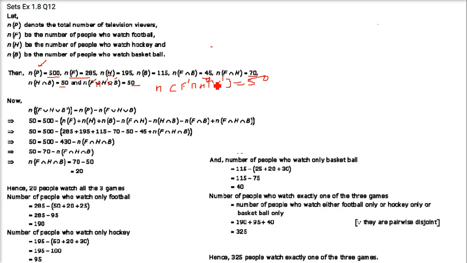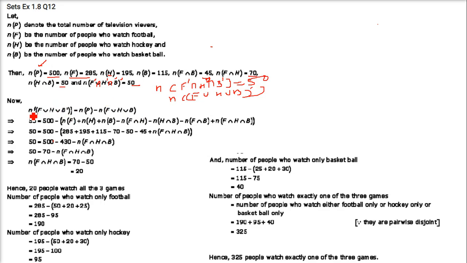So when you apply De Morgan, it will be N of (F union H union B) complement. This is F union H union B complement. I hope you got the idea. F union H union B complement is nothing but, yes, the complement is 50.